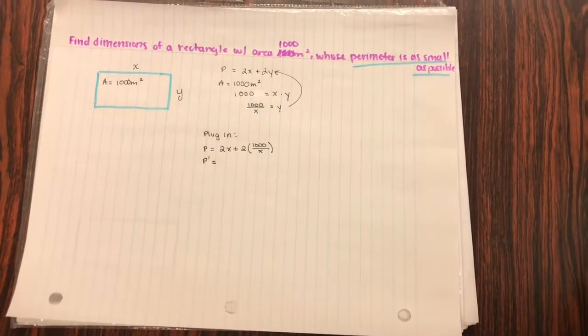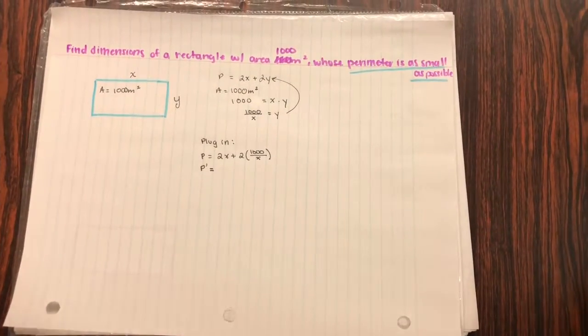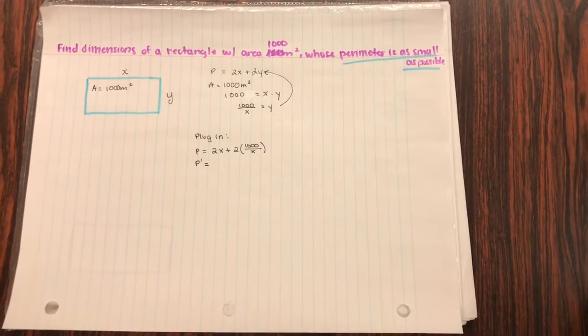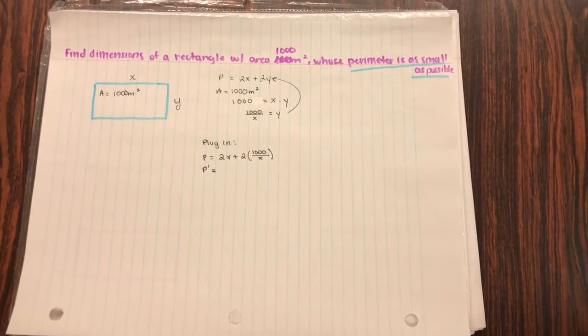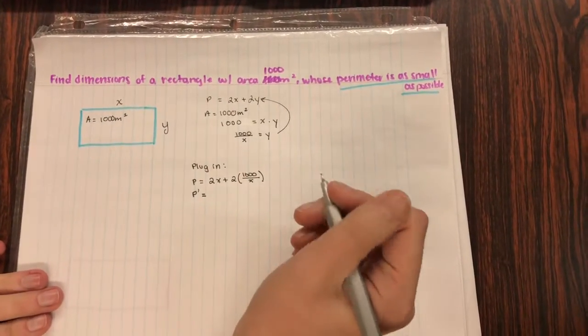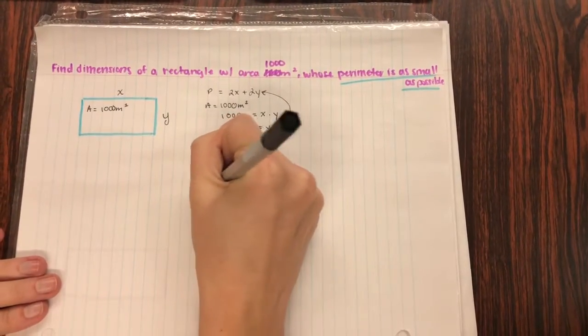Alright guys, now that we have the perimeter equation in one variable of x, and if you remember, that was strategy 3, which tends to be the most difficult for most students. So good job, Lauren. And now what we're going to go ahead and do is find the derivative of this.